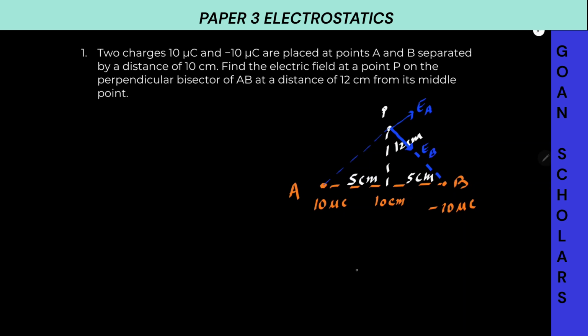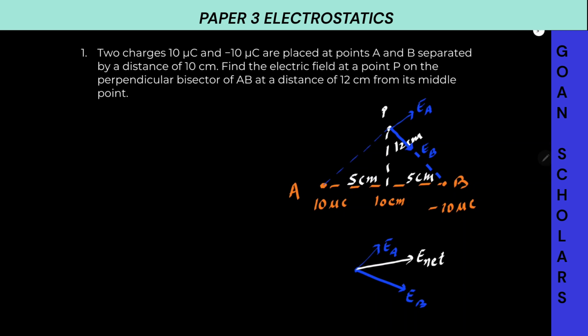Now we have two vectors. One is EA in this direction, right? And we have EB in this direction. Where will be the resultant? We know from 11th standard, if we have two vectors like this, then the resultant of such a pair of vectors will be along this line, and this will be our net electric field.